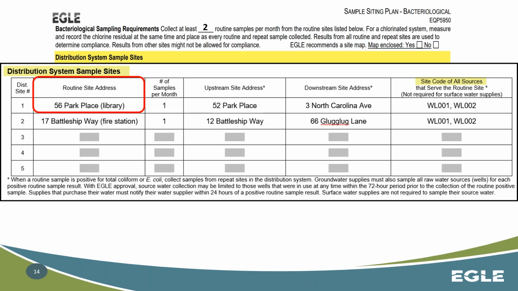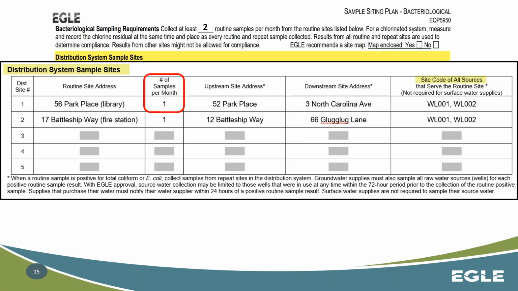Let's look at the routine site address column. The routine address is 56 Park Place. Feel free to add a common name. In this case, it's the library. This should always match the sample location on the lab reports. If you don't want to write the whole address on the sample label, the shorthand name needs to be listed here too.